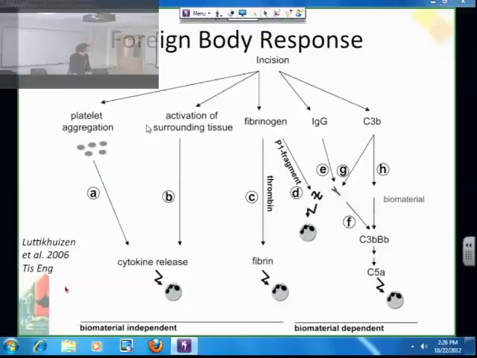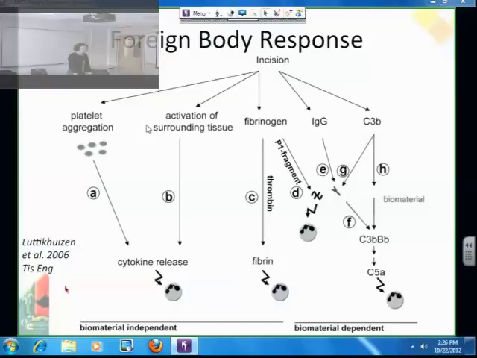In normal wound healing, you have platelet aggregation and formation of a fibrin clot, and you also have activation of the surrounding tissue to recruit more inflammatory cells like neutrophils and monocytes. They release cytokines, and that controls the wound healing process. And then on the right of this figure, you'll see that fibrinogen and these other two proteins called IgG and C3b are involved in directing the next cascade.